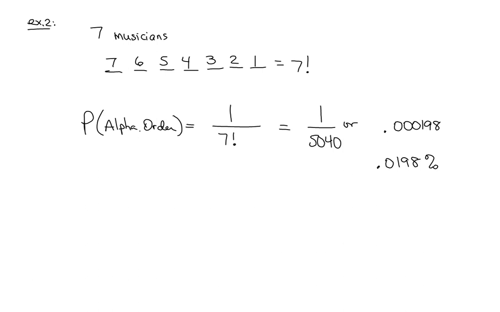Now let's look at part B. Part B says you are friends with 4 of the musicians. What is the probability that the first 2 performers are your friends? So again, now we're only going to look at the first two performers. So now it's not 7 factorial. Now we're just looking at these first two spots. So the probability that the first two are your friends.